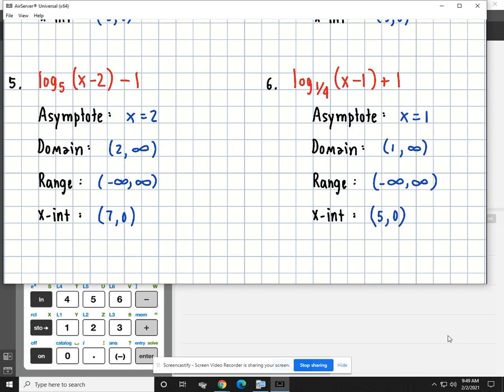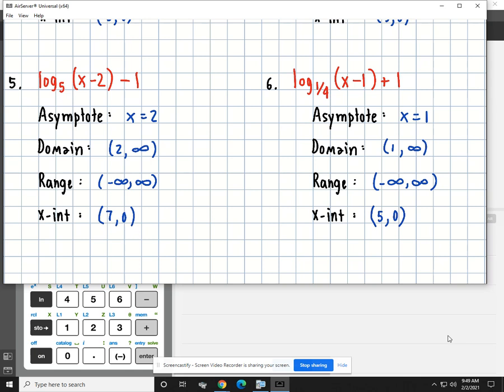You notice on number 5, it's x minus 2. So in parentheses, it's telling you it's shifting to the right 2. So my asymptote changes to x equals 2. That changes my domain to all the values from 2 to infinity. And then, of course, your x-intercept there is (7, 0).